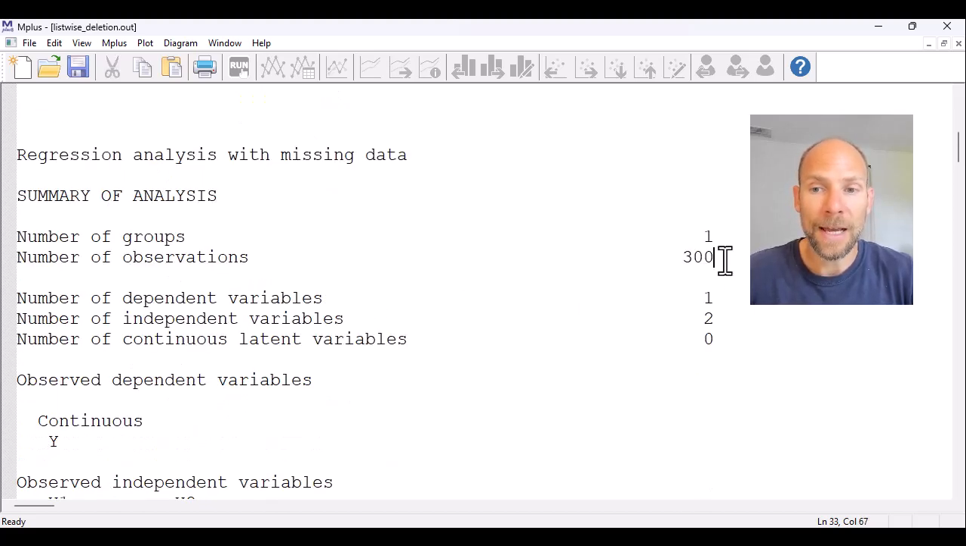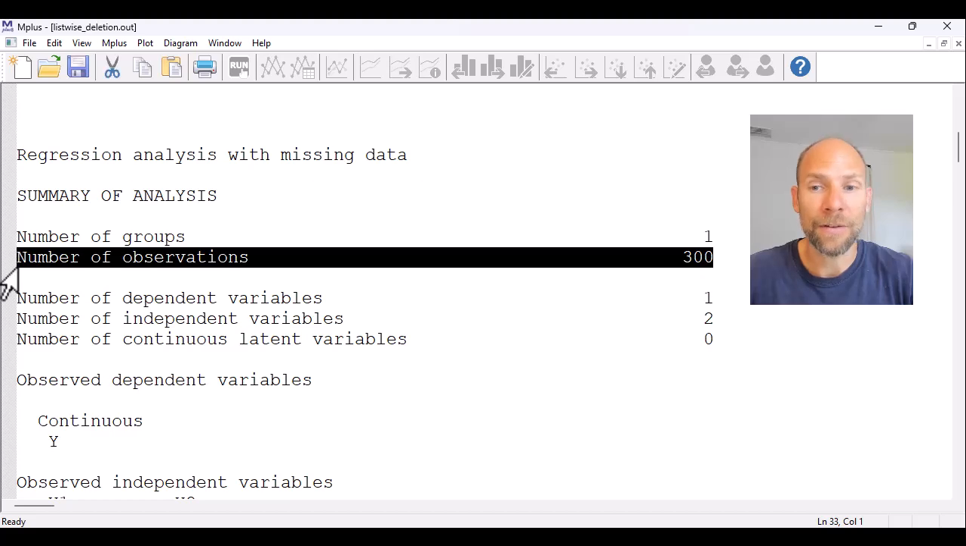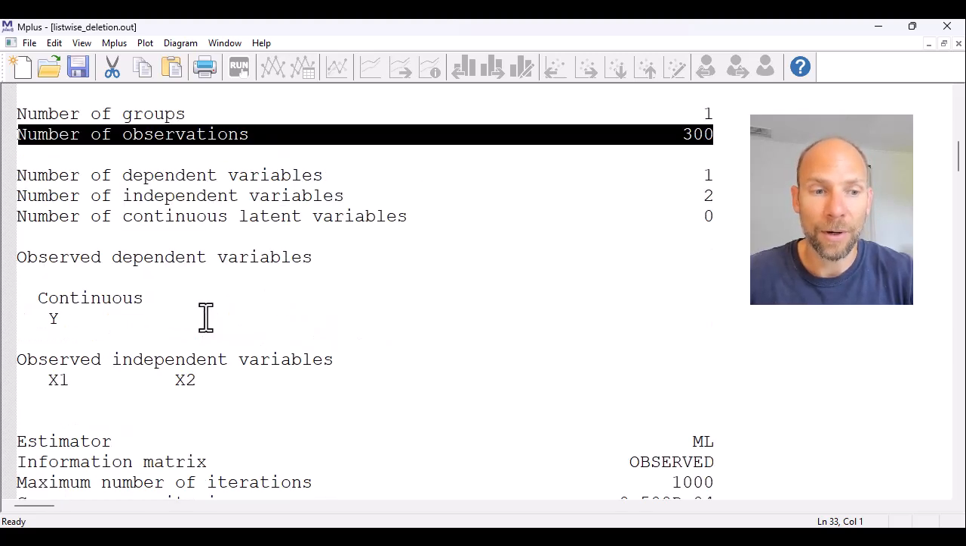The sample size is 300 observations, and that includes cases with missing data if they have data on at least one variable, so either y or x1 or x2. As long as they have one value, they will be counted in the analysis. Only cases that have no values at all for these 3 variables would be excluded at this point.